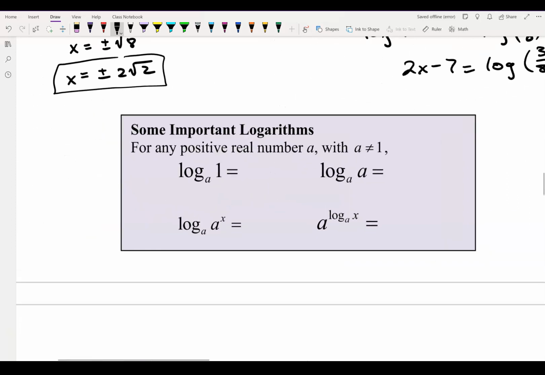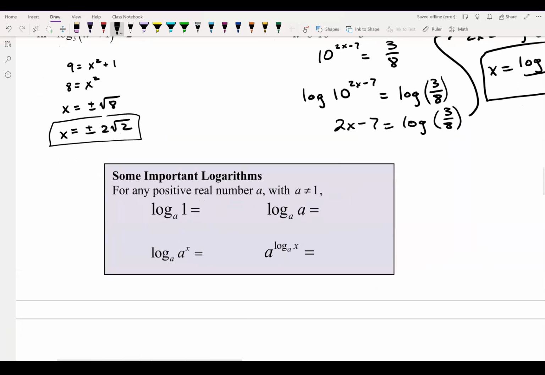Finally, we've got a few important logarithms. No matter what the base is, when you're taking a logarithm, base anything, of 1, that has to be 0, because no matter what a is, a to the 0 power equals 1. Similarly, no matter what the base is, to get itself, you have to raise that base to the first power. So log base a of a is 1.